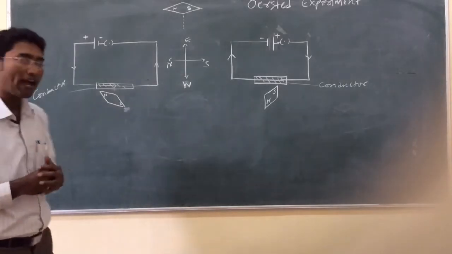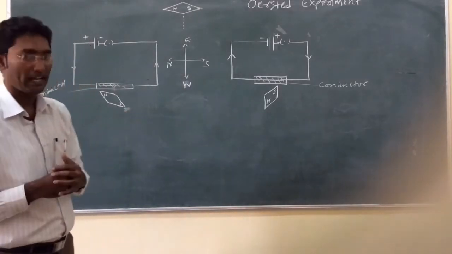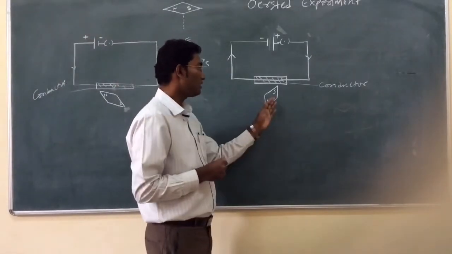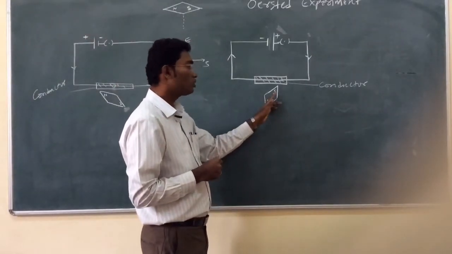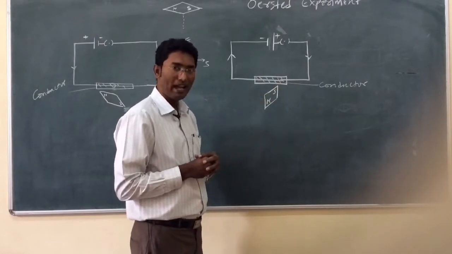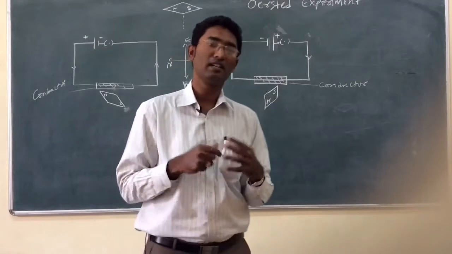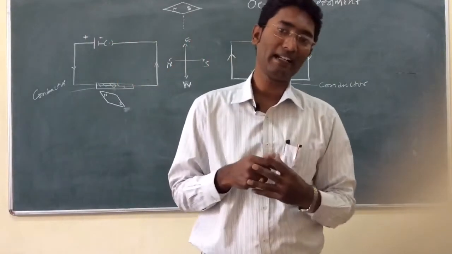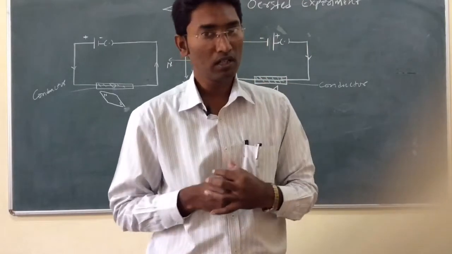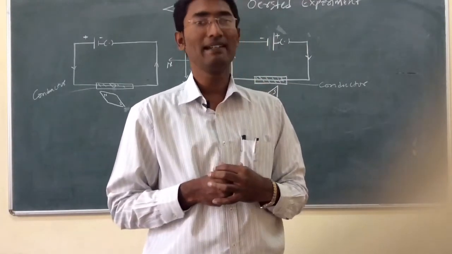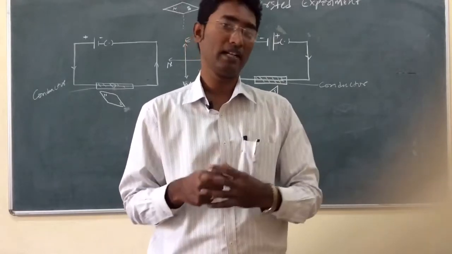Then Hans Christian Oersted changed the direction of the current. When he changed the direction of the current, he saw that the south pole of the magnetic needle got attracted towards the conductor. That means something is getting created around the conductor that attracts one particular pole and repels the other pole.